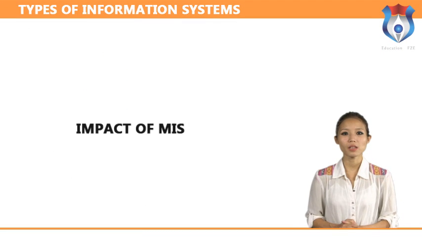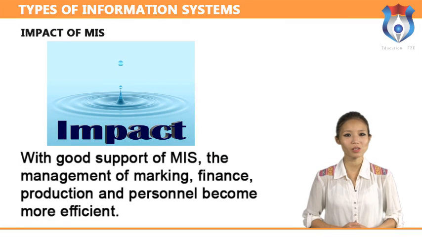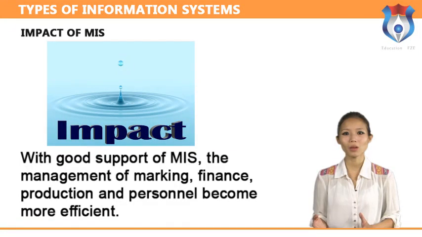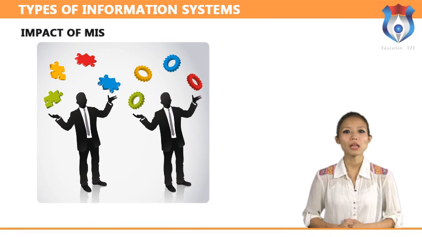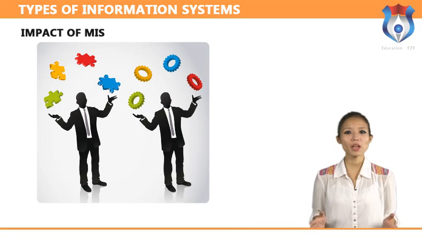Impact of MIS. The impact of MIS on the function is in its management. With a good support, the management of marketing, finance, production, personnel become more efficient. The MIS begins with the definition of a data entity and its attributes. It uses a dictionary of data, entity, and attributes respectively designed for information generation in the organization.